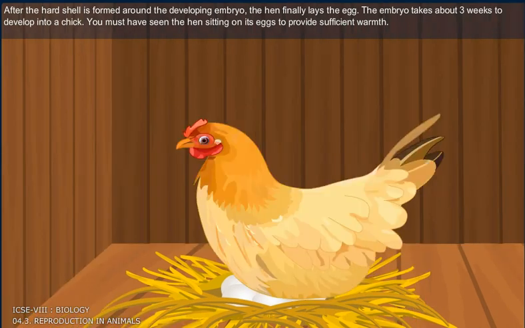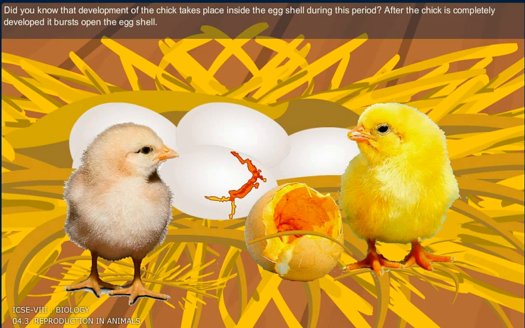You must have seen the hen sitting on the eggs to provide sufficient warmth. Did you know that development of the chick takes place inside the eggshell during this period? After the chick is completely developed, it bursts open the eggshell.